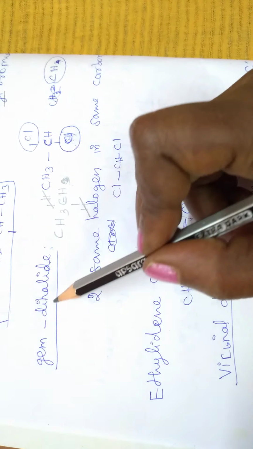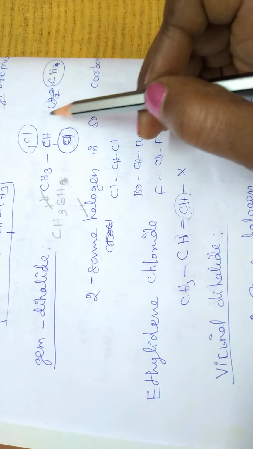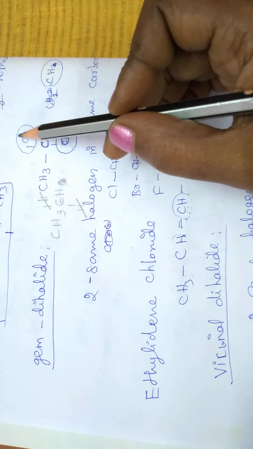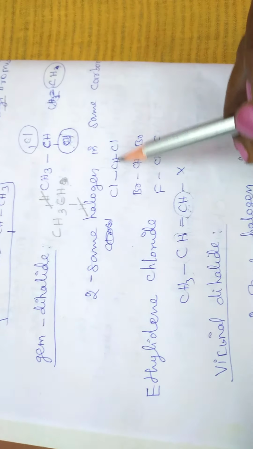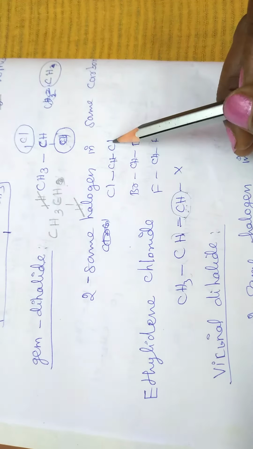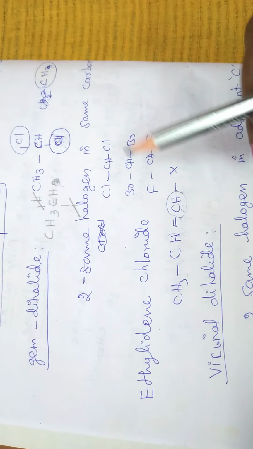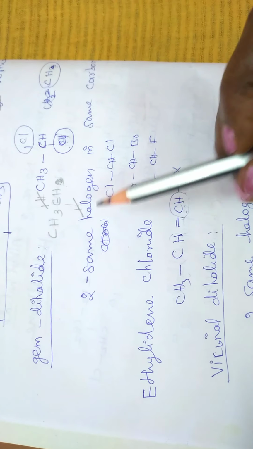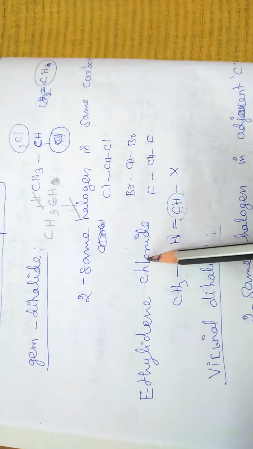That means it is known as gem dihalides. Is it clear? What is meant by gem dihalides? When 2 halogen atoms are present on the same carbon, it is known as gem dihalides. Here it can be chlorine, or bromide, or fluoride. So this is known as gem dihalides. Or we can say ethylidene chloride.